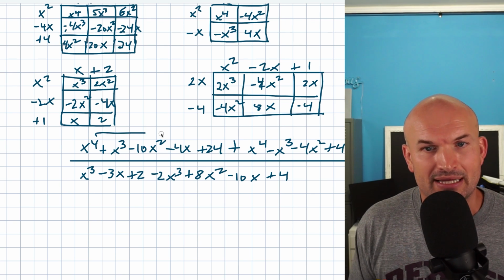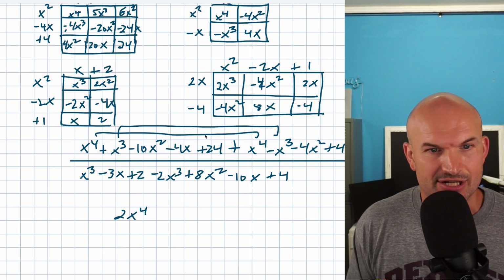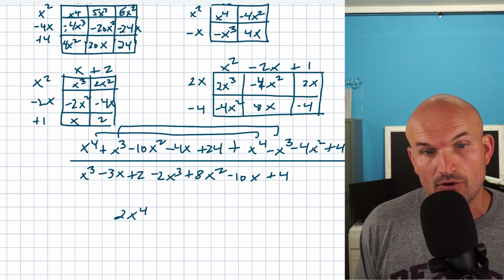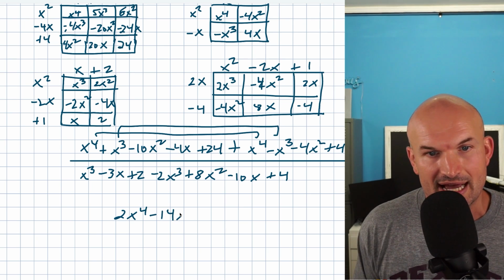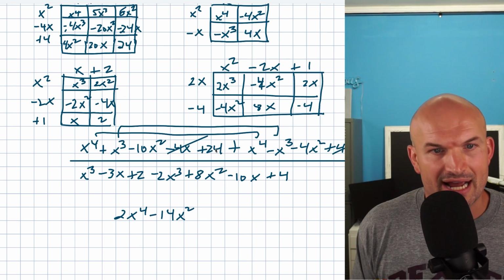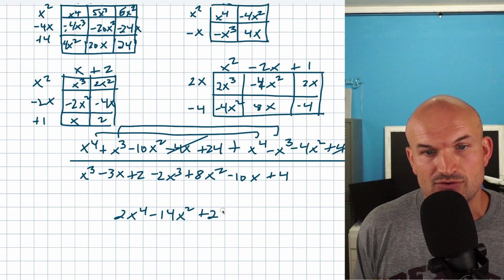which is going to be now combining my like terms. So I'll add my x to the 4th, which is going to give me a 2x to the 4th. Then I'll go ahead and add my x cubes, which is going to add to 0. Then let's go ahead and add our squared. So negative 10x squared and a negative 4x squared is going to be negative 14x squared. Let's take a look at our x's. And so let's add those to 0. And then I have 24 as my final number, my only number that I'm going to have. So that's going to be a 24.